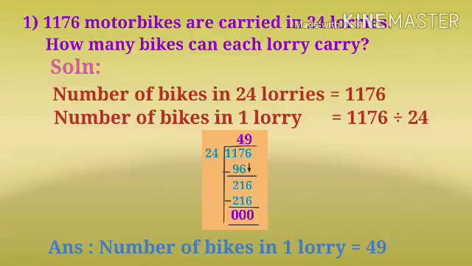Okay. First sum: 1176 motorbikes are carried in 24 lorries. How many bikes can each lorry carry? Answer: number of bikes in one lorry is equal to 49.